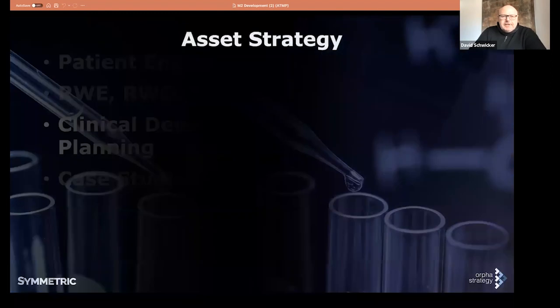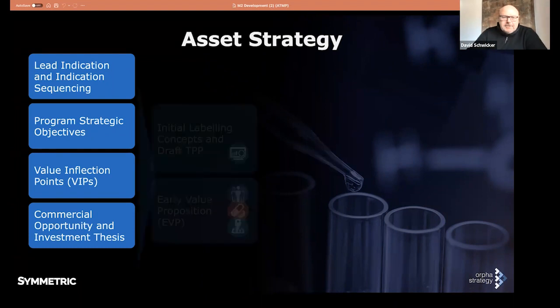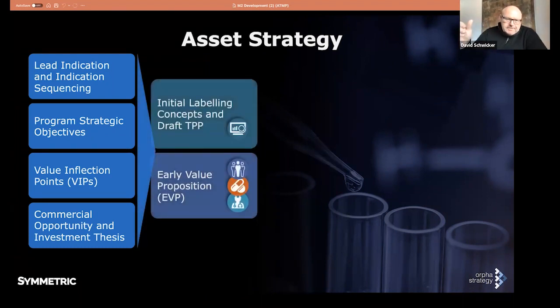So in terms of more planning of the clinical development, because of the need to integrate the different viewpoints of the different stakeholders that we have, we always start as usual from our commercial opportunity, our investment thesis, our expectation for a net present value, and we've got an idea about the lead indication, the indications that we might be sequencing here. We've got strategic objectives, critical success factors, etc., as we do in every development program. And from these, we derive our initial labeling concepts and our draft therapeutic product profile.